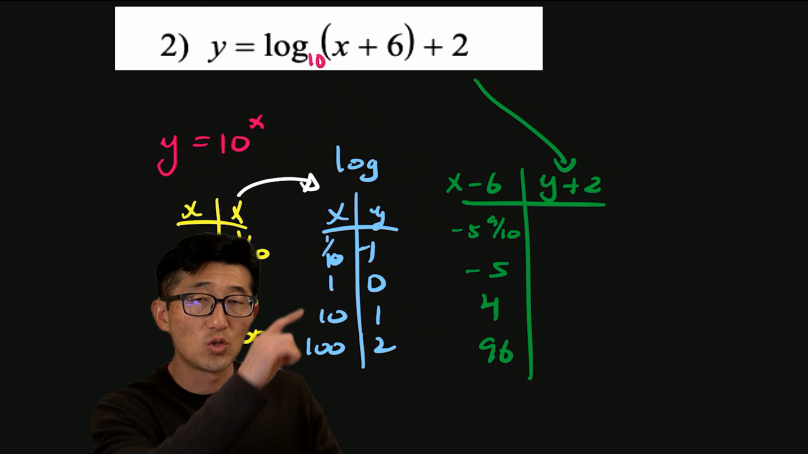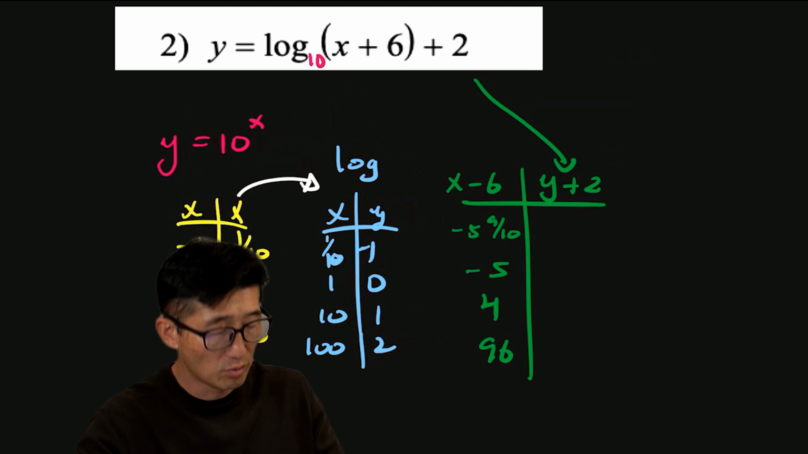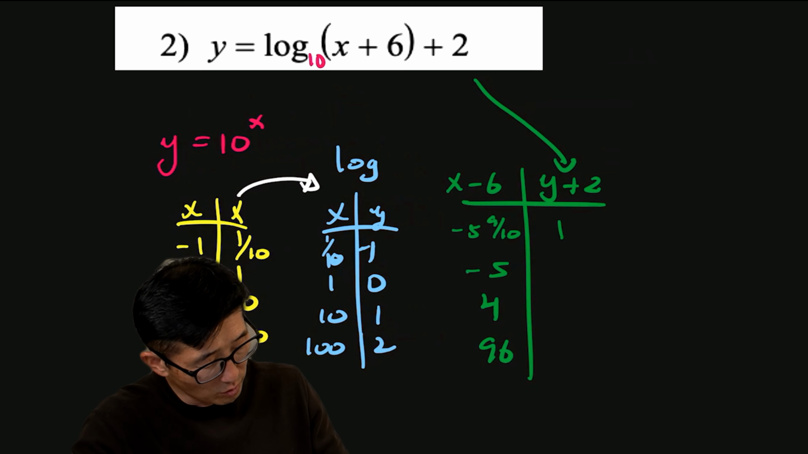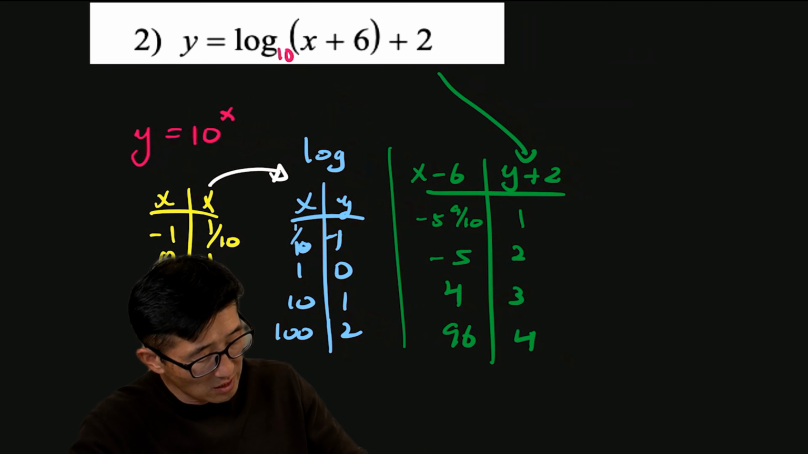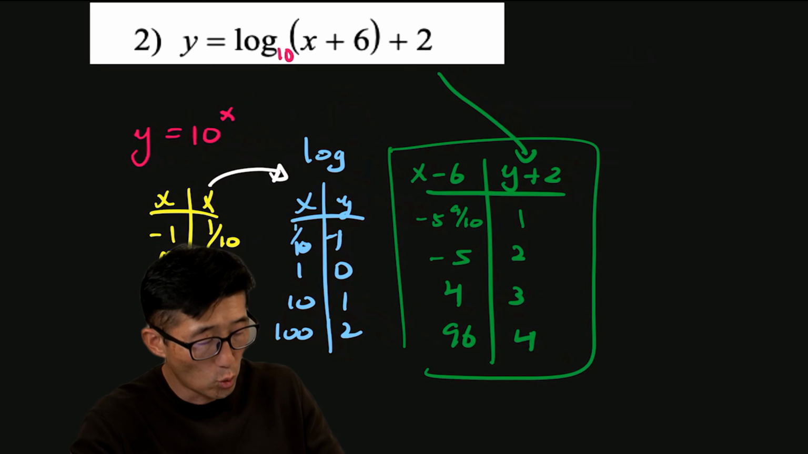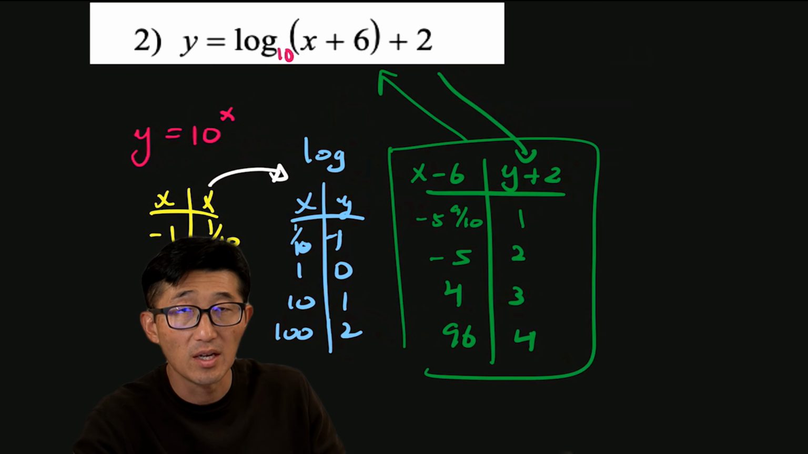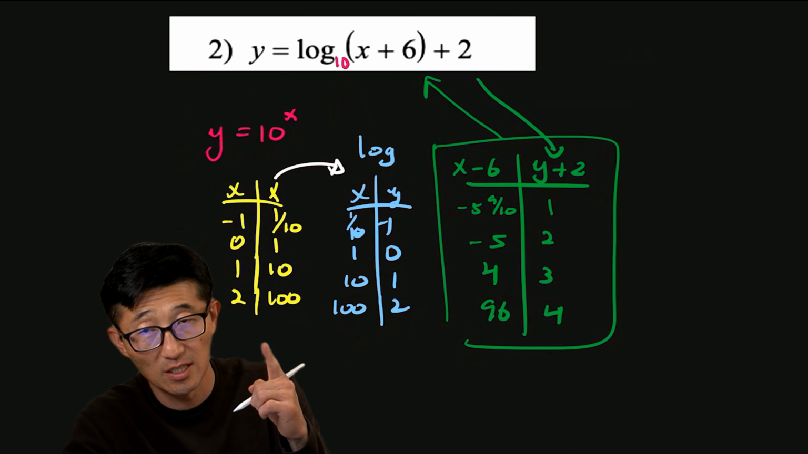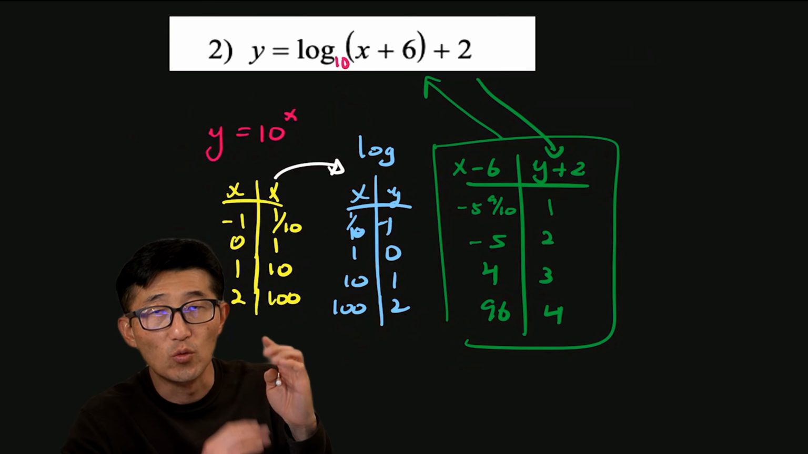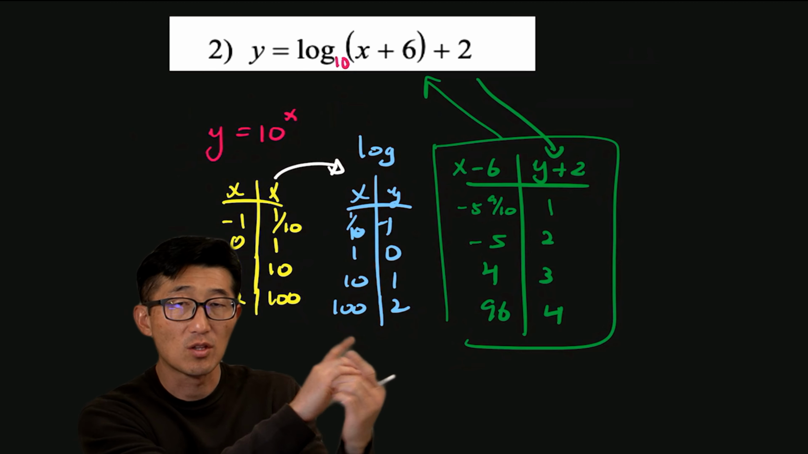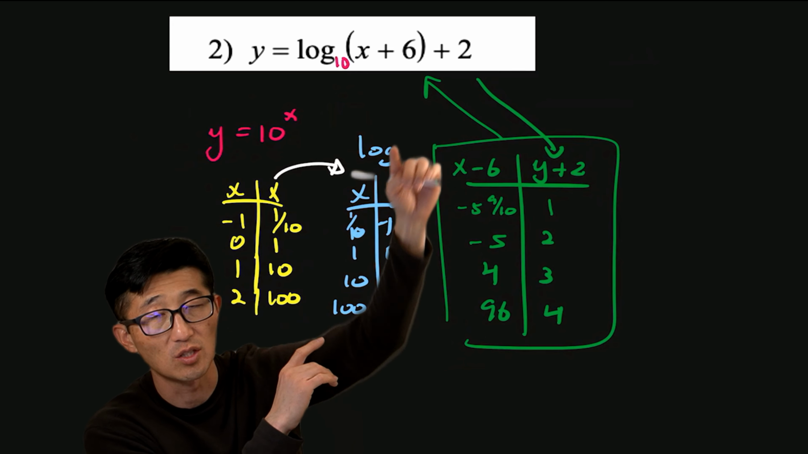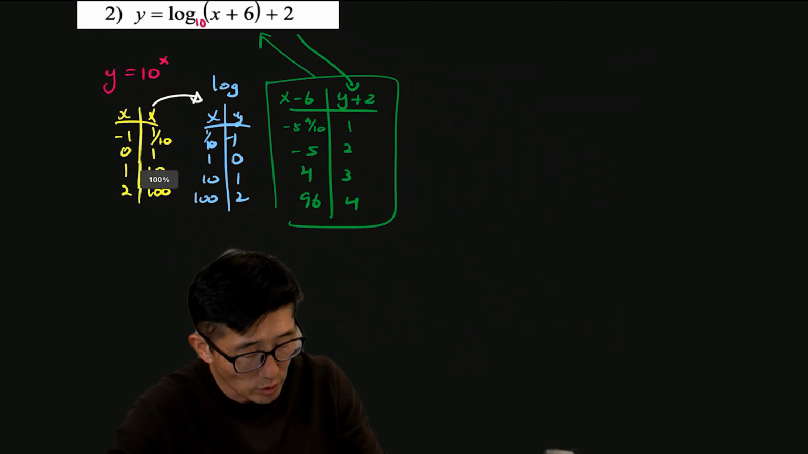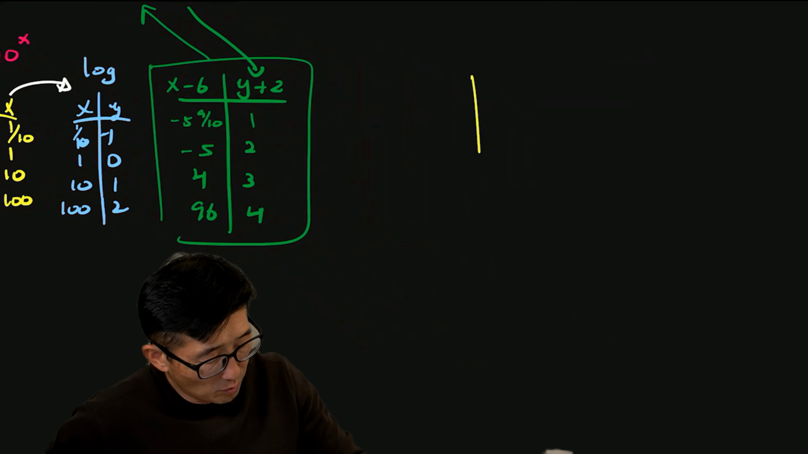And then we're going to add 2 to all the y coordinates. Negative 1 plus 2 is 1. 0 plus 2 is 2. 1 plus 2 is 3. And 4. Okay, so these are your coordinates for this function. We got that by taking the inverse of the original parent function, flipping it, and then applying the transformation to these coordinates. Now we just have to plot it.